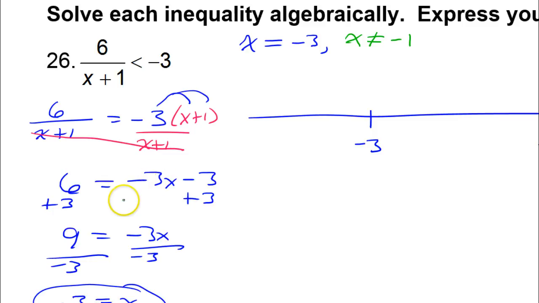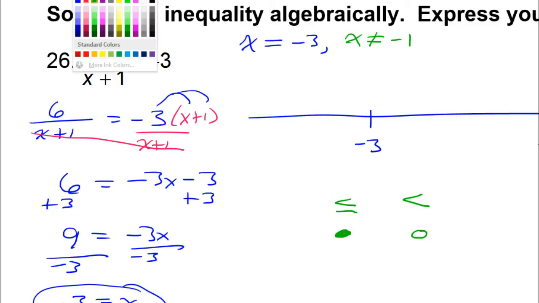Solutions to the related equation will sometimes be open circles and sometimes closed circles. When I have, for example, less than or equal to, that would be a closed circle. But if I just have less than, then it would be an open circle. This is just less than, so I'm going to have another open circle.